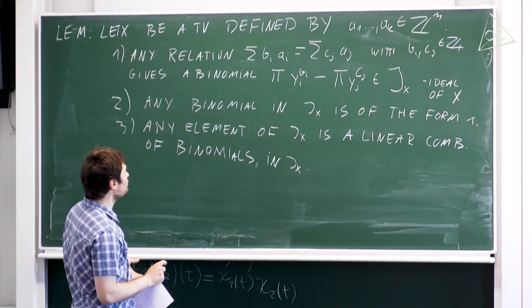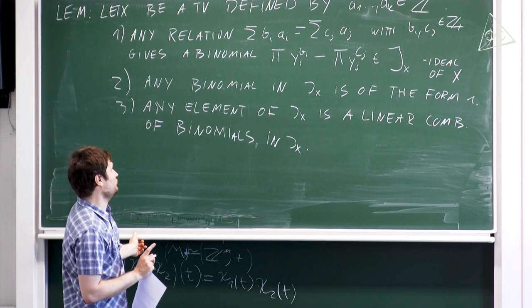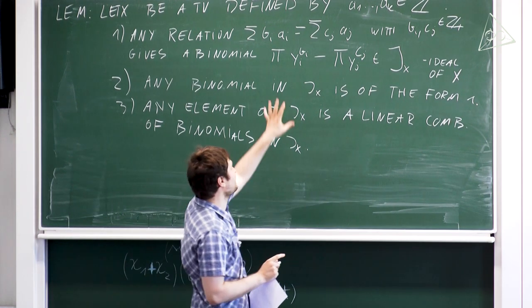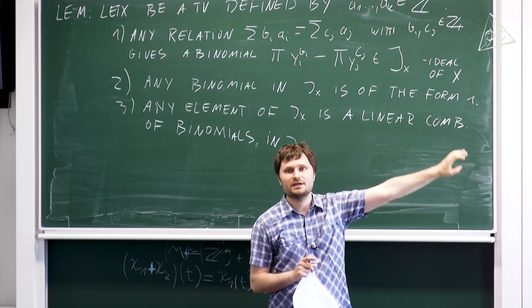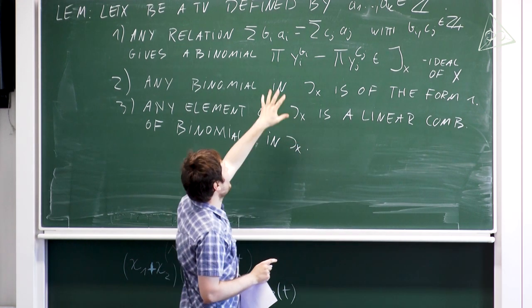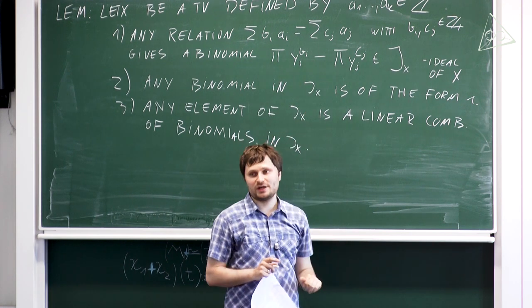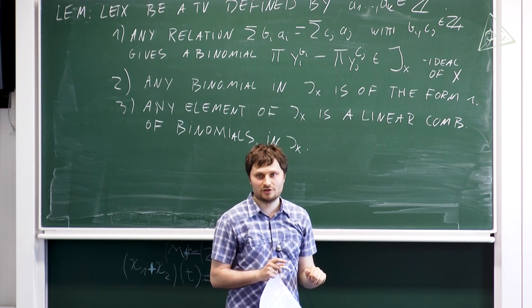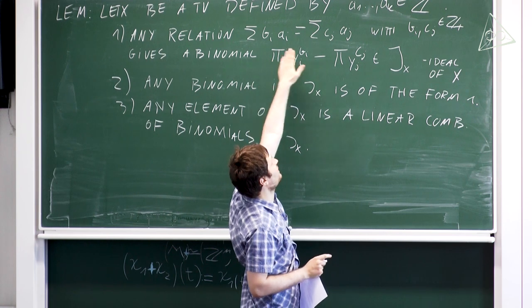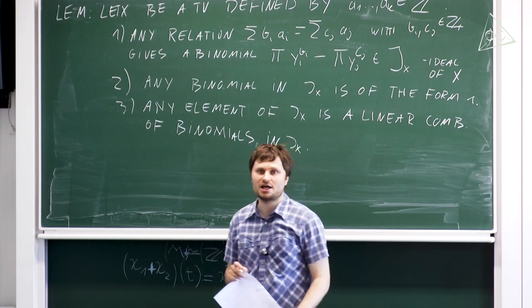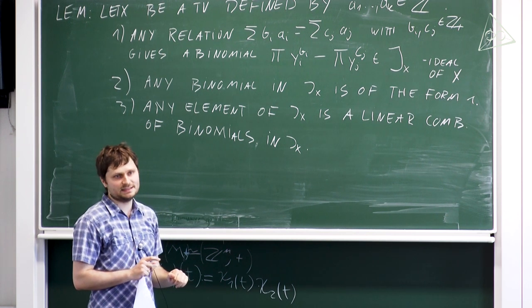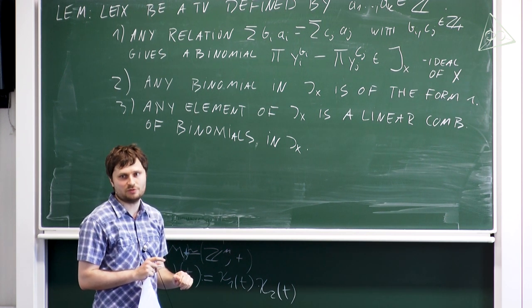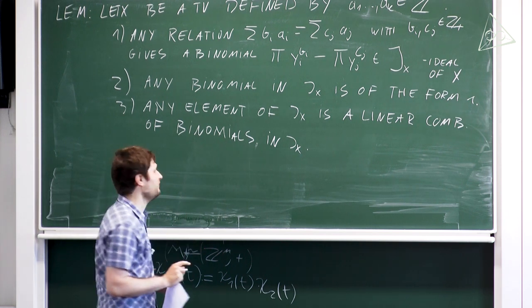And I leave the proof as a not difficult exercise. It's in fact similar to understanding the algebra of the image. You have to see when such a difference is in the kernel of the map, and this exactly will translate to such linear relations. And point four, point three, you need to do an easy induction on the support of the polynomial. This is a very simple fact.